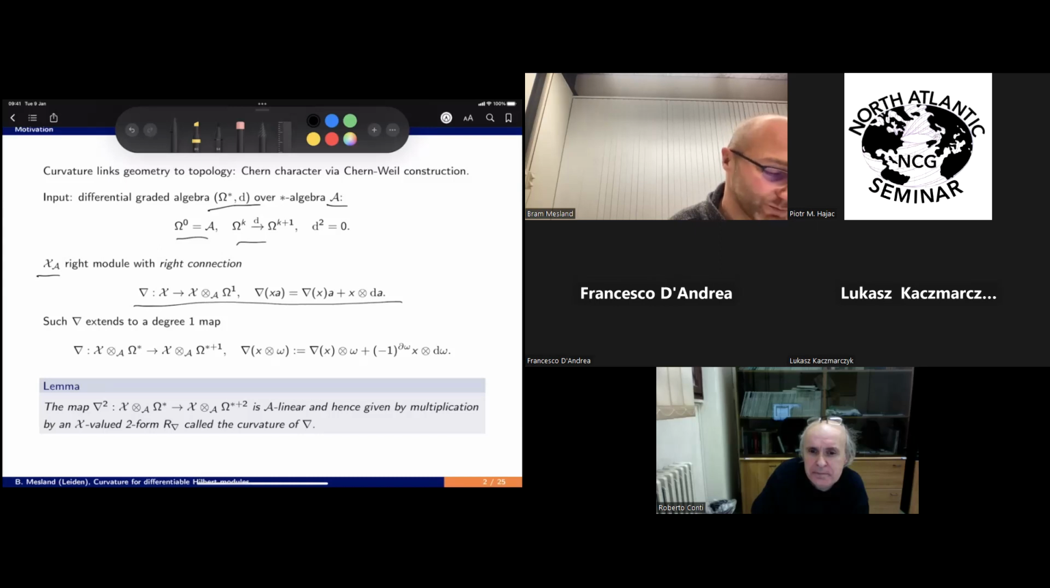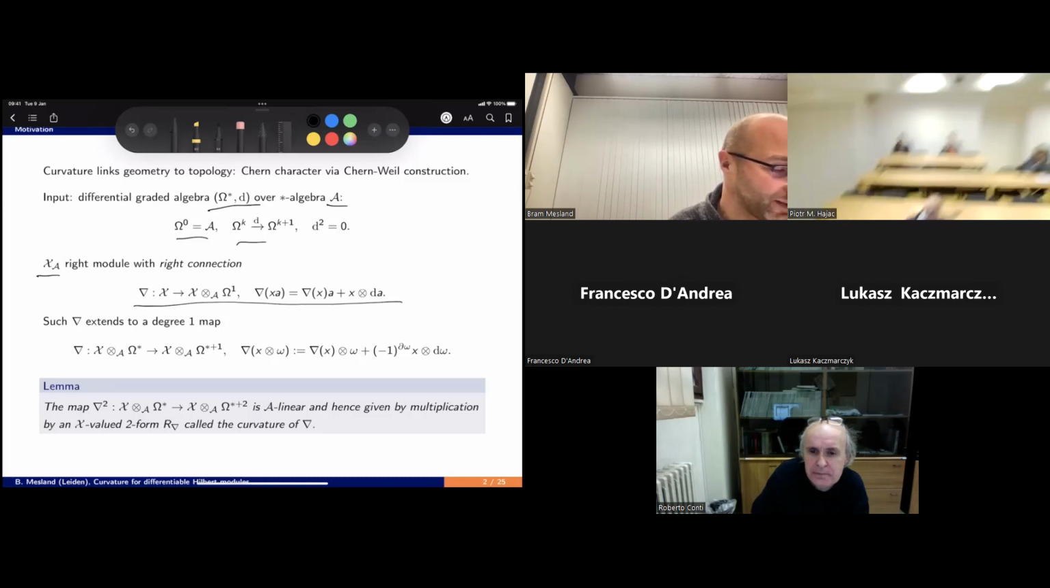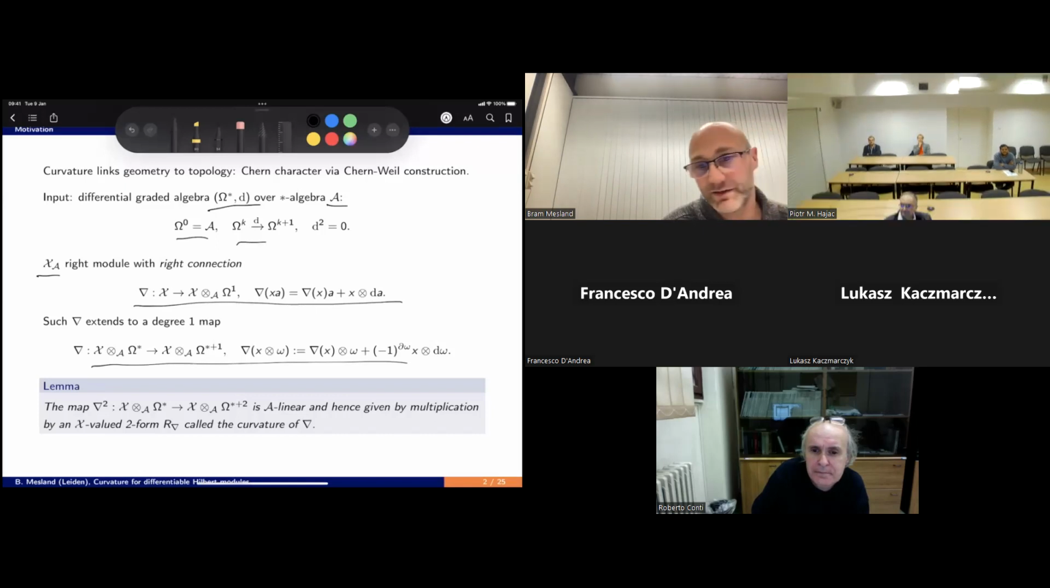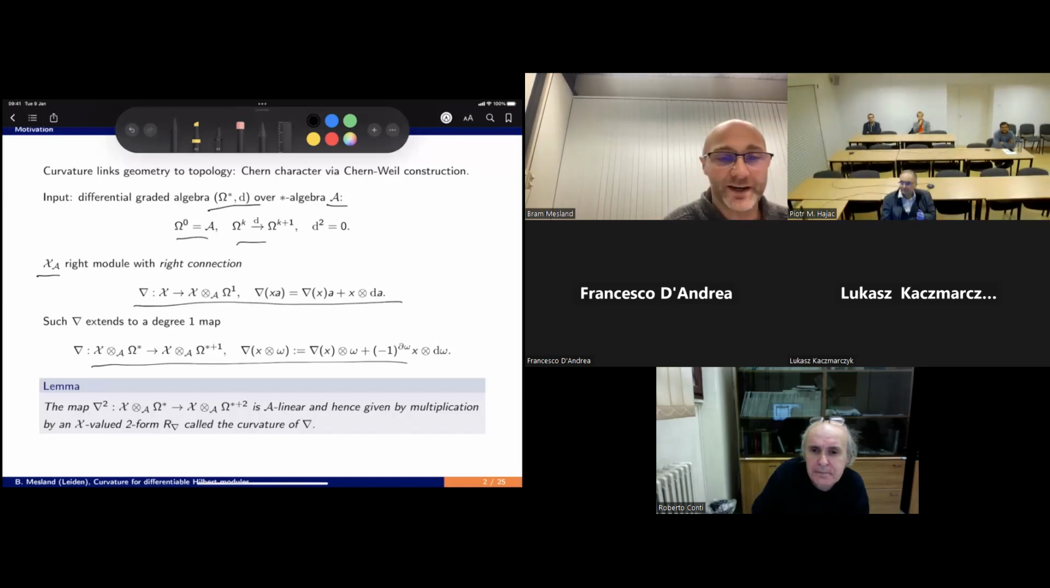And then again, it's well known by an algebraic construction that we can extend this then to a degree 1 map on the tensor product of X with the differential graded algebra, as is written over here. So that's a map that's an endomorphism of X tensor Ω of degree 1. And so nothing prevents us from applying that twice. And that's how in algebra, the curvature of connections arises.